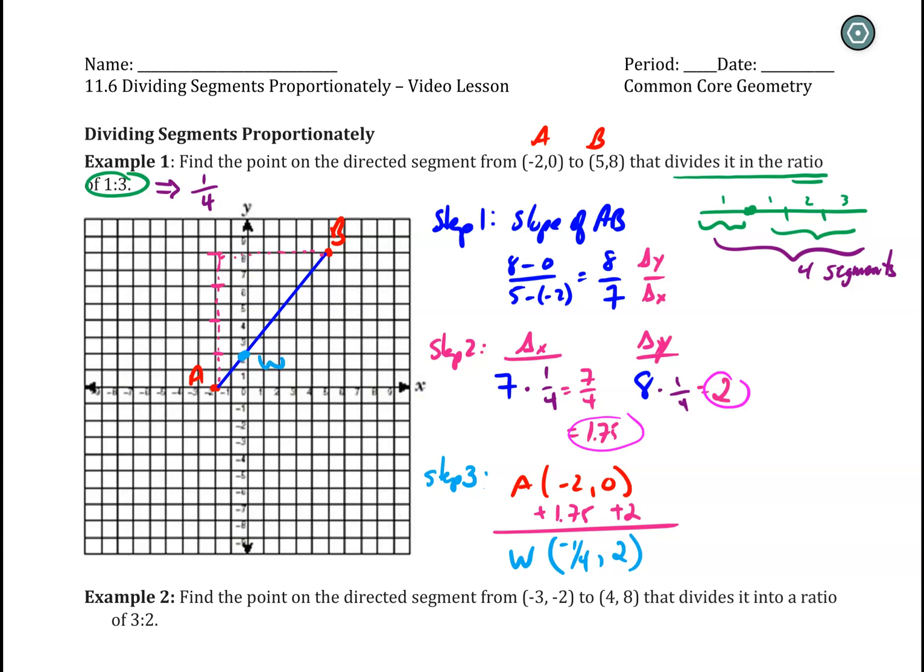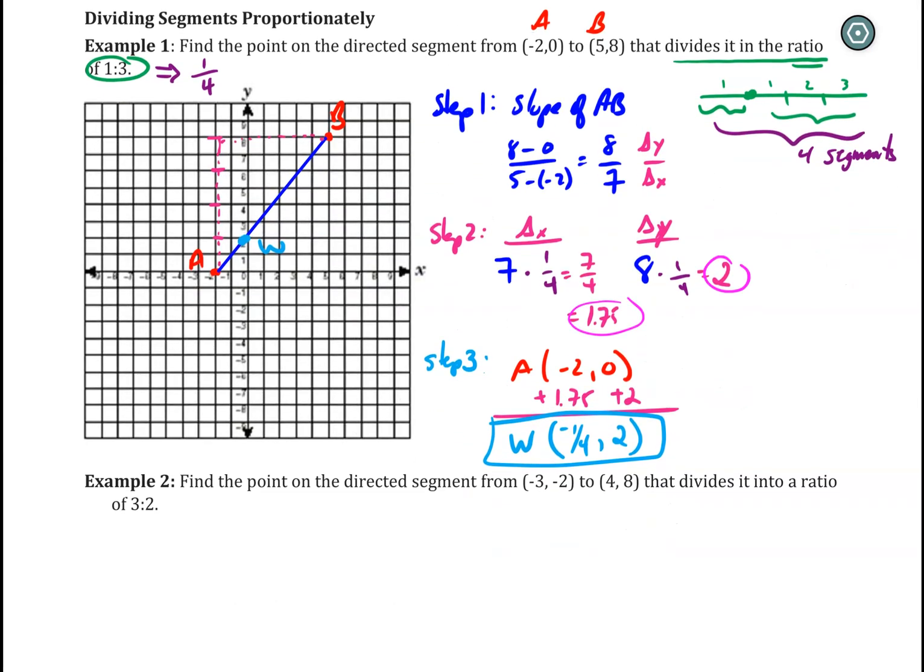Now, if I kept doing that, I would get 3 more equal sections over here. I have 1 on this side. I'd have 3 more on this side. So this is the point that directly divides that line segment into a ratio of 1 to 3. This is also referred to as directed line segment, meaning what point directly divides the line into the ratio that you are talking about.